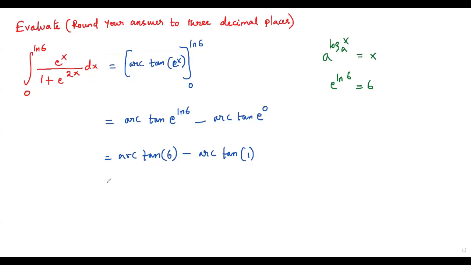When I use a calculator to evaluate this and subtract these two values, I get a very long decimal. But according to the instruction in the question, we have to round our answer to 3 decimal places. When I round my answer to 3 decimal places, I get 0.620. So the evaluation of the given definite integral is 0.620.